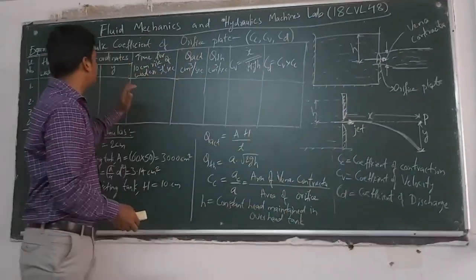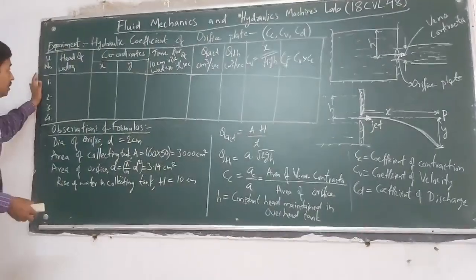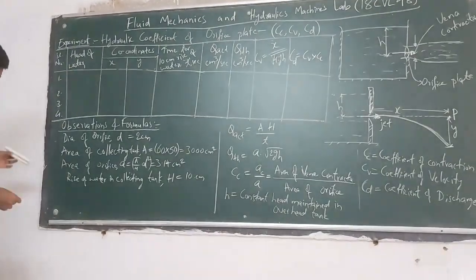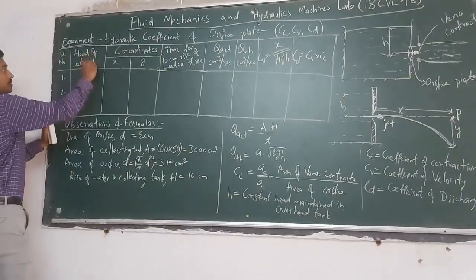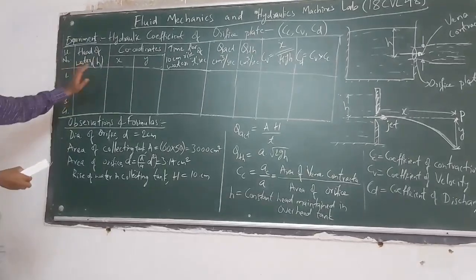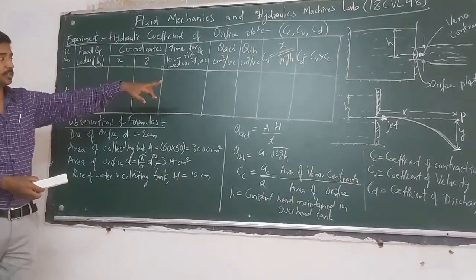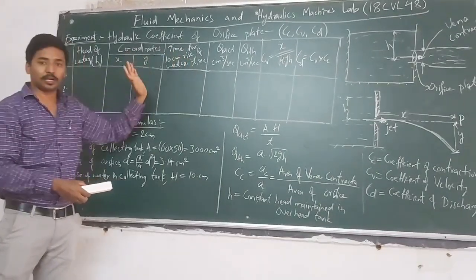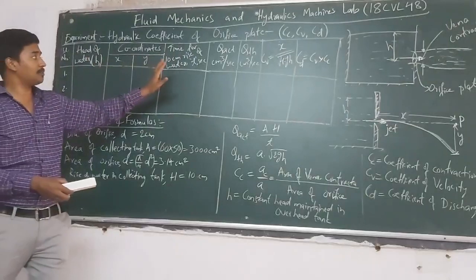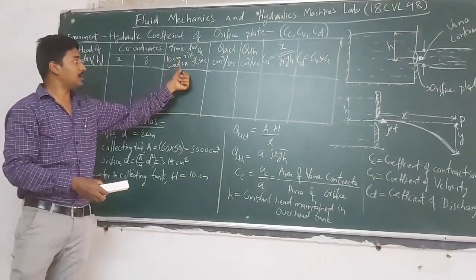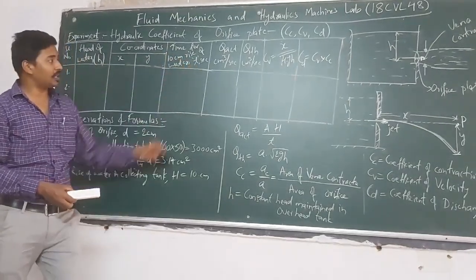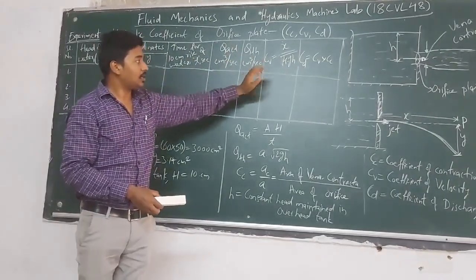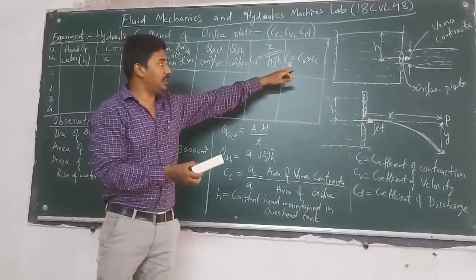Now coming to the experimentation table, we will take the head of water, which is maintained constant as h, then the coordinates x and y from the projectile path, and the time for a 10 cm rise. This 10 cm rise we take in the collecting tank as we do in regular experiments. The time for the 10 cm rise is taken as t seconds, and using it we will calculate the actual discharge, the theoretical discharge, and the formulas for CV and CD.